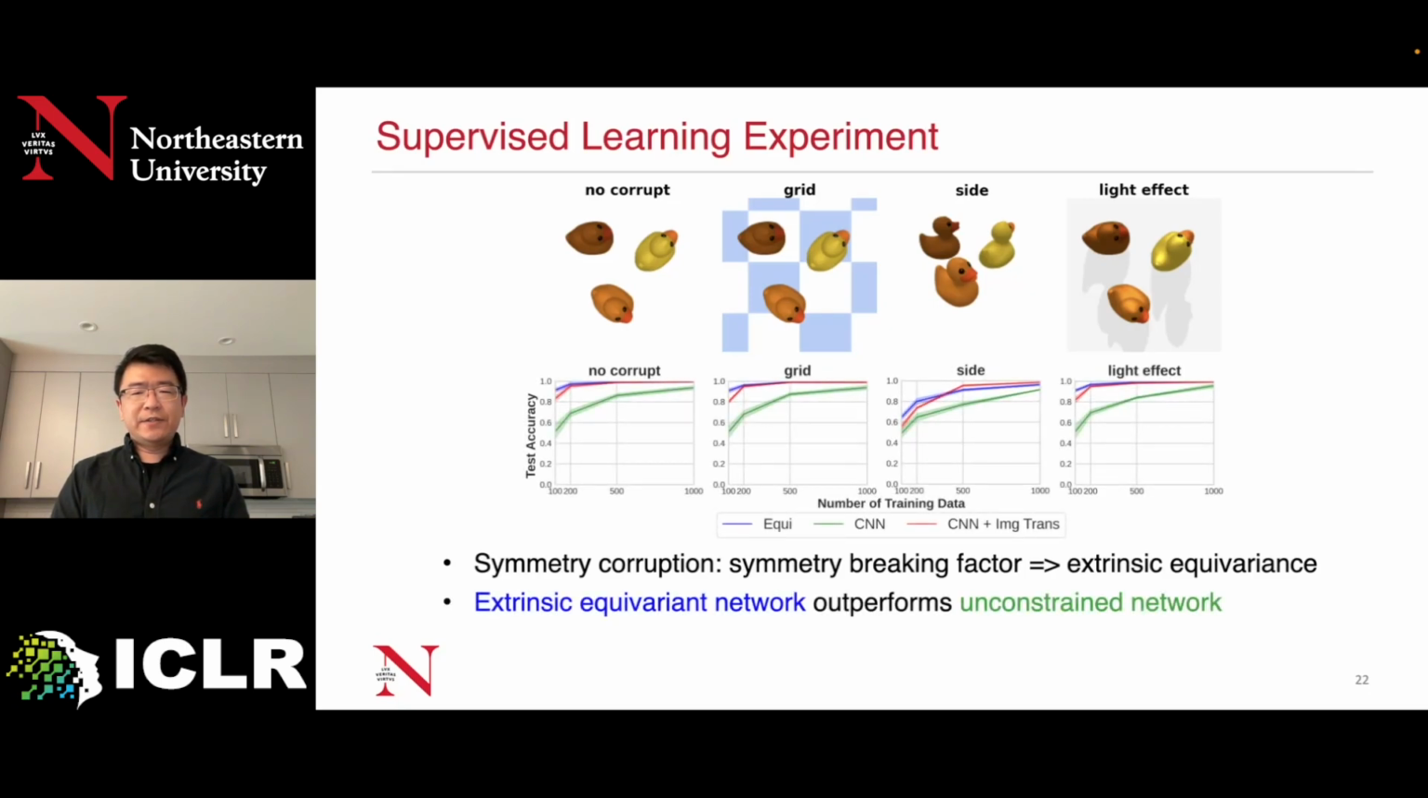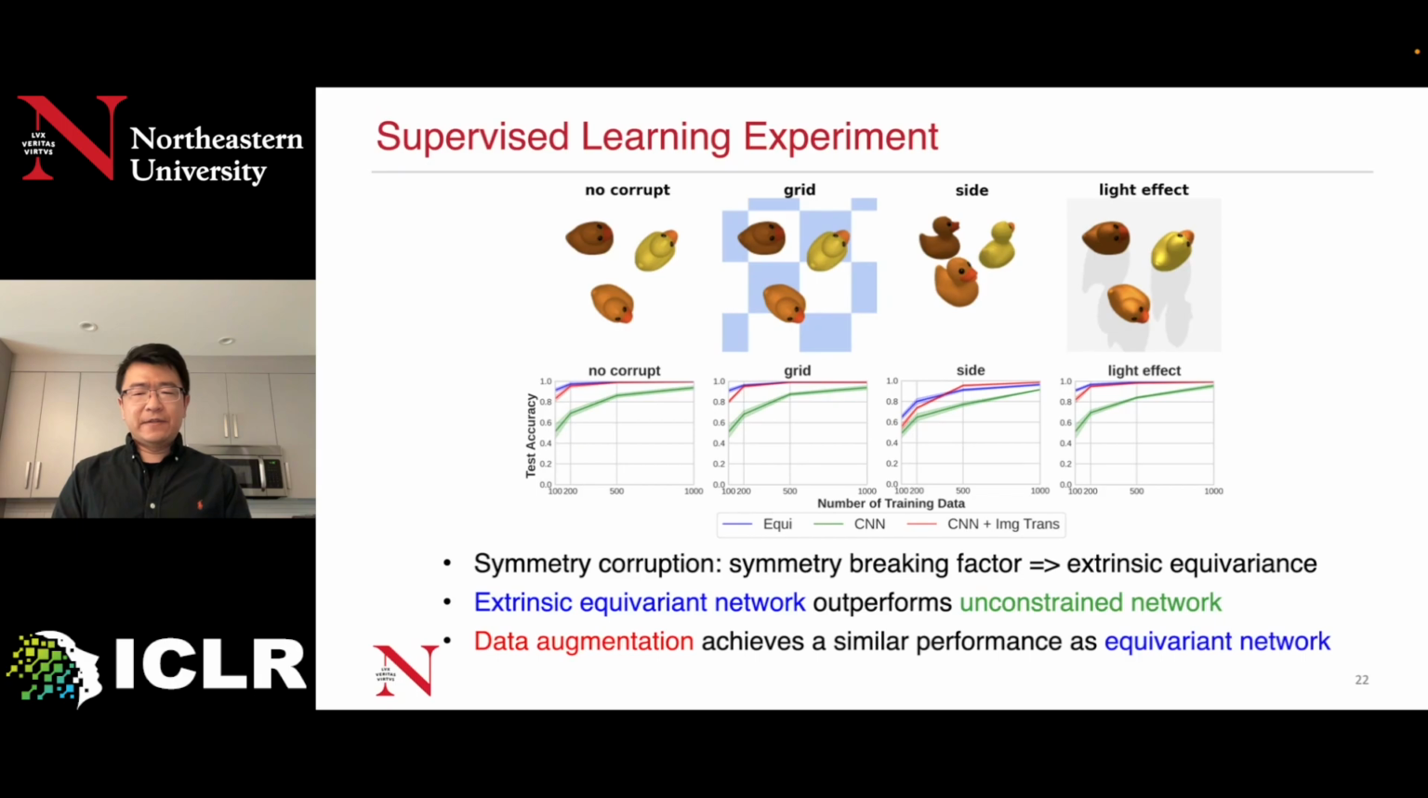Under each of the symmetry corruptions, we compare the performance of an extrinsic equivariant network shown in blue versus an unconstrained CNN shown in green. The x-axis shows the number of data in the training set, and the y-axis shows the test accuracy after convergence. As we can see in the plots, under each of the different symmetry corruptions, the extrinsic equivariant network always outperforms the unconstrained CNN.